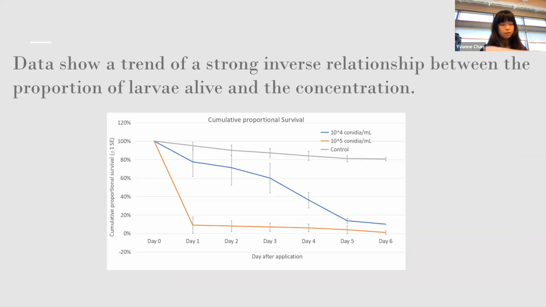In this graph, the gray line is the control, the blue line is the experimental group with lower concentration, and the orange line is the group with higher concentration. The lines on the graph show the average survival rates with error bars of 1 standard error above and below the mean over a period of 6 days. As we can see, an increase in concentration expedited the infecting process greatly.